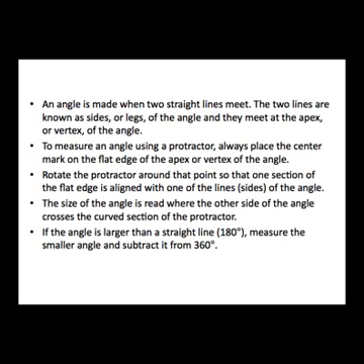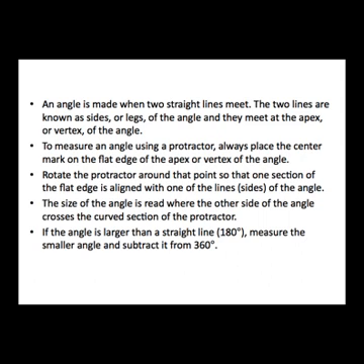An angle is made when two straight lines meet. The two lines are known as the sides or legs of an angle, and they meet at the apex or vertex of the angle. That's the center. To measure an angle, use the protractor. Always place the center mark on a flat edge of the apex or vertex of the angle. Rotate the protractor around the point so one section of the flat edge is aligned with one of the lines of the angle.